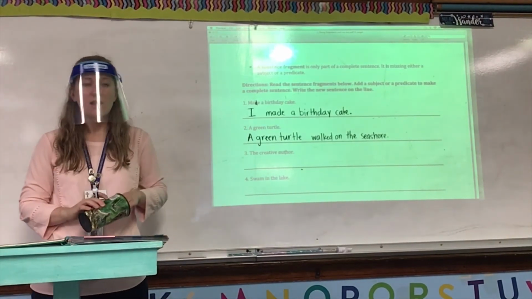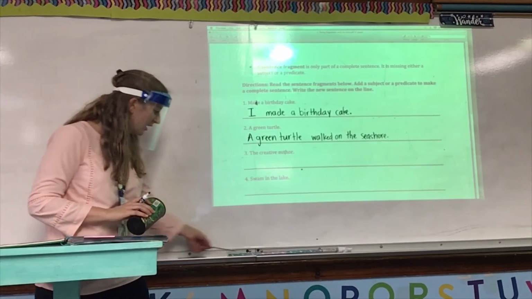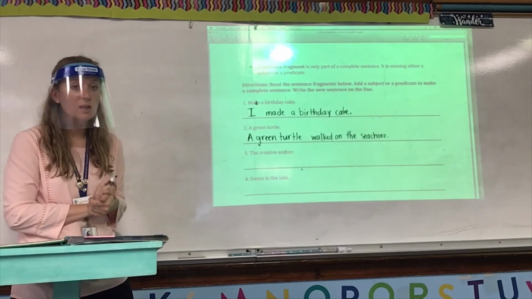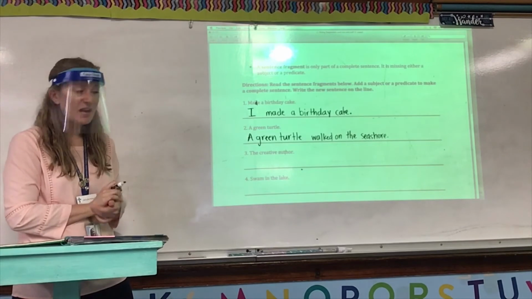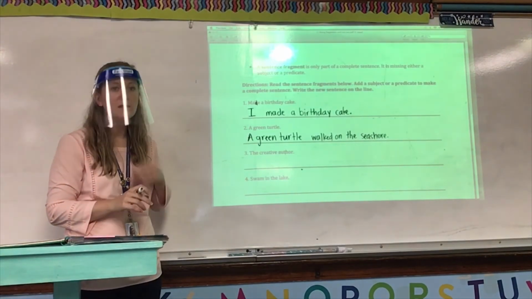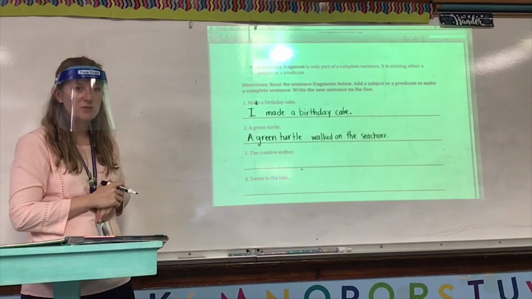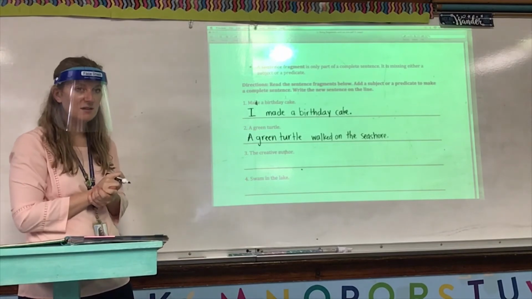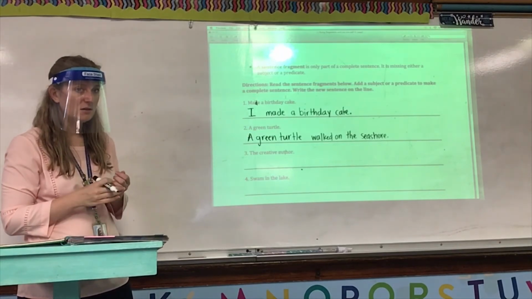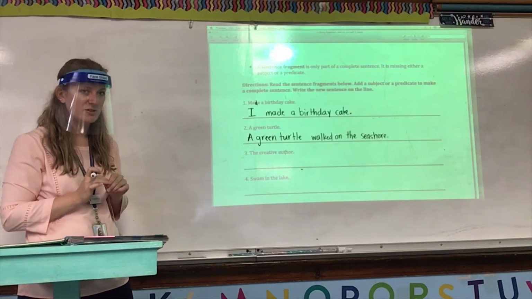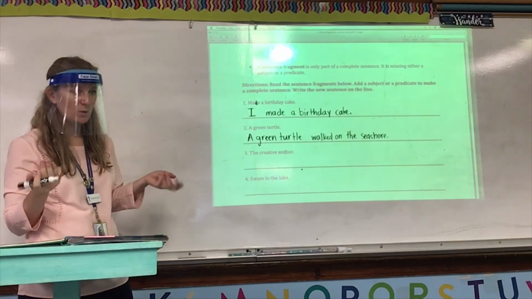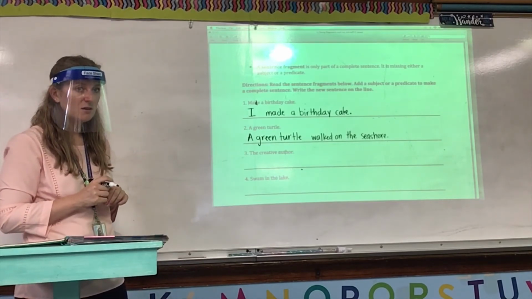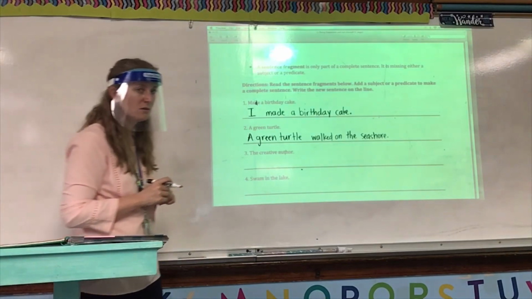Good. Number 3, the creative author. Colin, which part of the sentence do we have? A subject. The subject. We have the who. So we're missing what? The predicate. How do we fix fragments that are missing the predicate? Add a predicate. So what would you like to say the creative author is doing? Made a funny, well, tell me the whole sentence. The creative author made a funny book. Well, do they make a funny book? What do authors do? They don't make books, they write books. So tell me the sentence again. The creative author wrote a funny book.